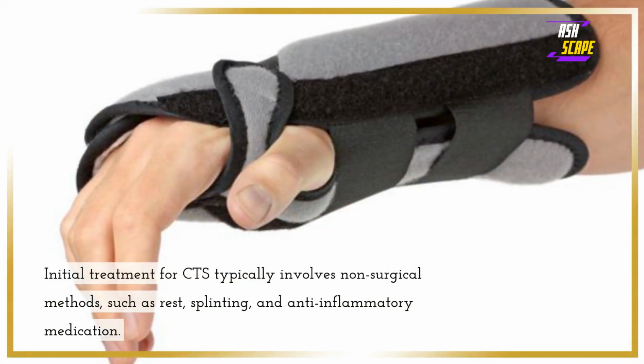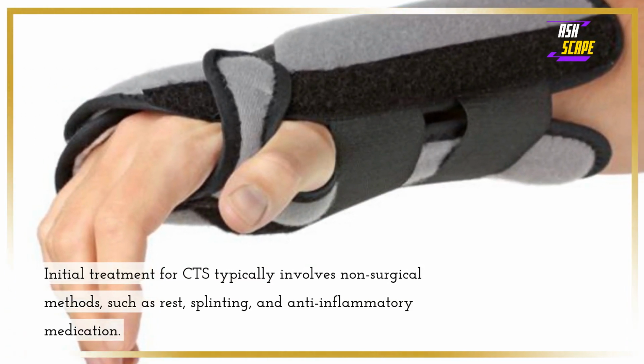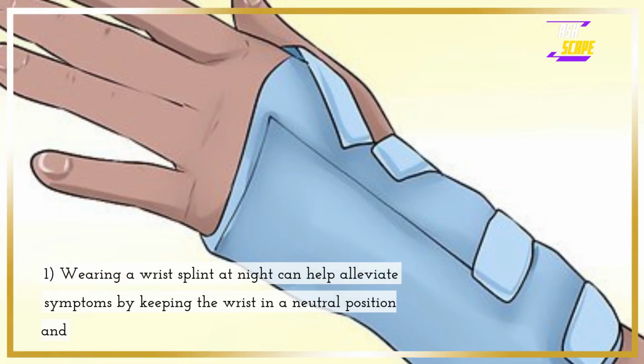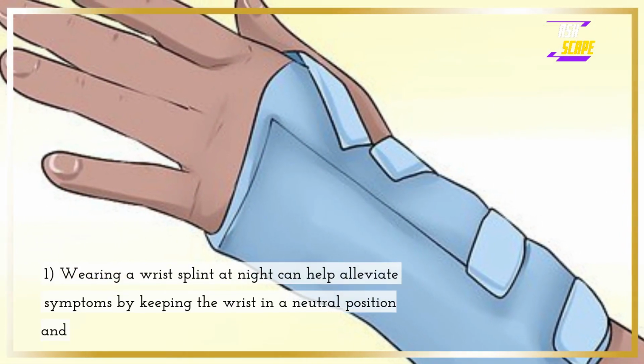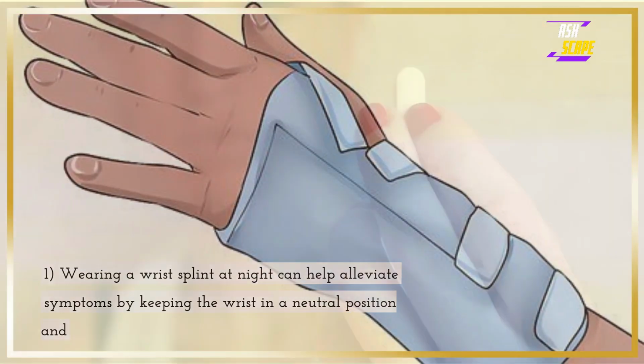Initial treatment for CTS typically involves non-surgical methods, such as rest, splinting, and anti-inflammatory medication. 1. Wearing a wrist splint at night can help alleviate symptoms by keeping the wrist in a neutral position and reducing pressure on the median nerve.